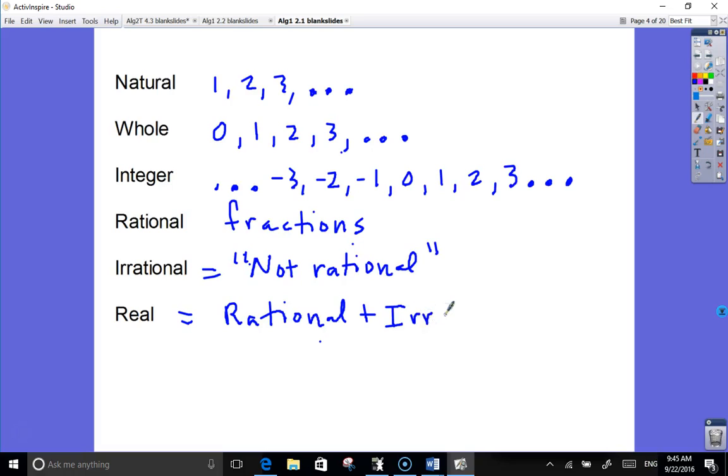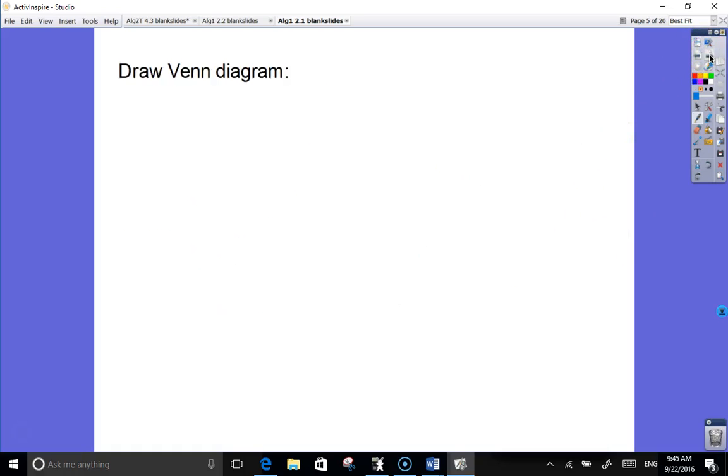Oh, yes, there are. You don't do them in this class, but what do you call numbers that are not real? Not real numbers. Imaginary. Imaginary numbers. Like 43 trillion.